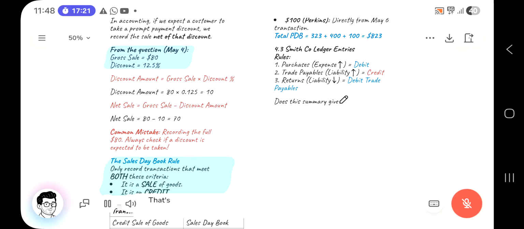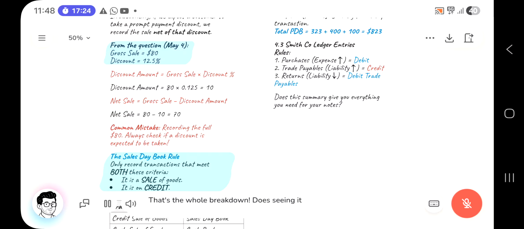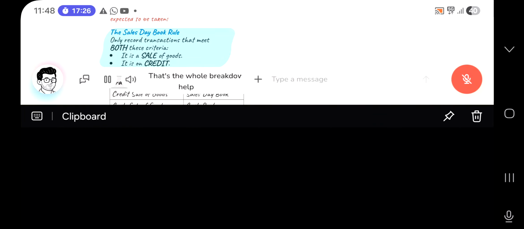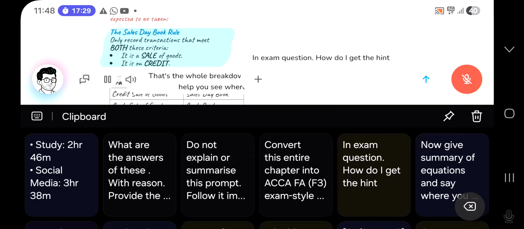That's the whole breakdown. Does seeing it all mapped out like this help you see where every single dollar came from?